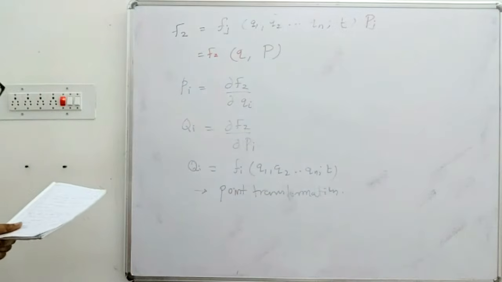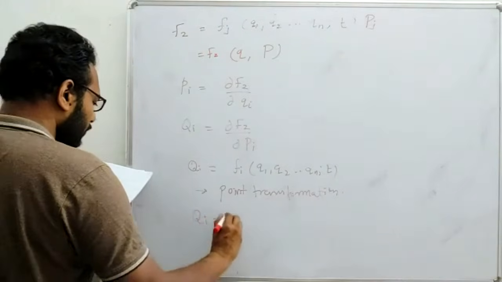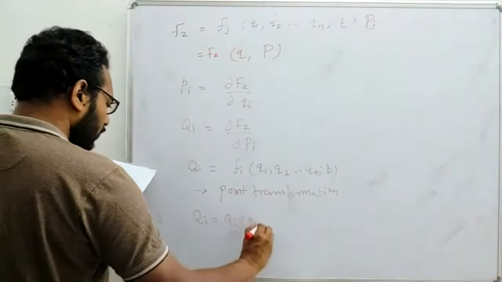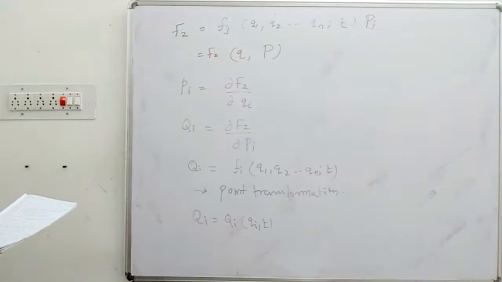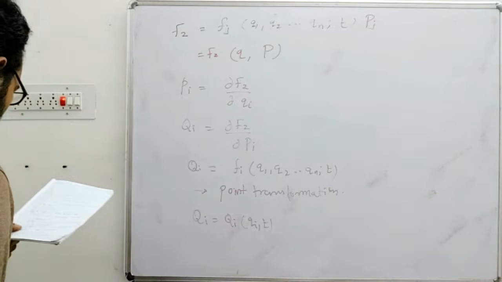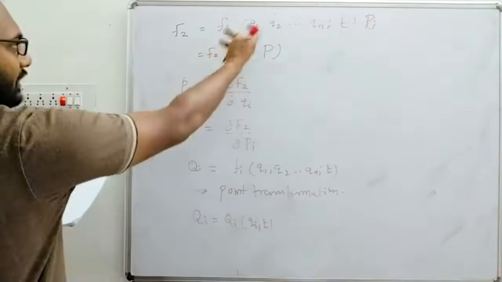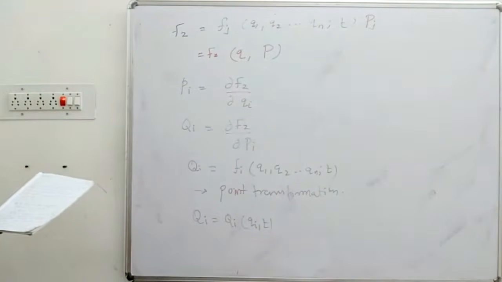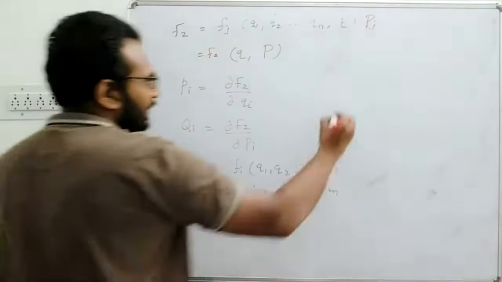This is an example of point transformation. Point transformations are transformations of this form: Qi is equal to Qi of the old coordinates and time. No momentum dependence. Now, if this is invertible and all of these are independent of each other, as it has to be for a point transformation, then the result is that all point transformations are canonical.